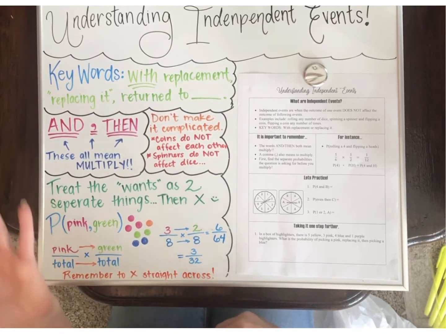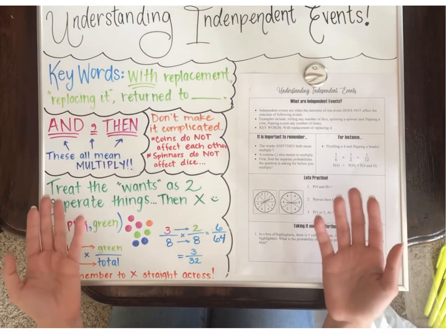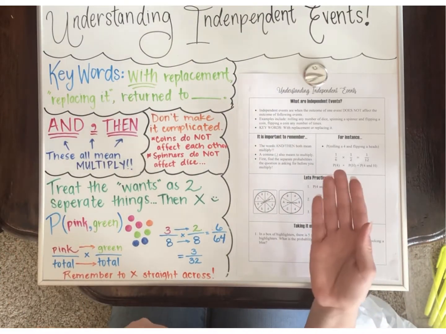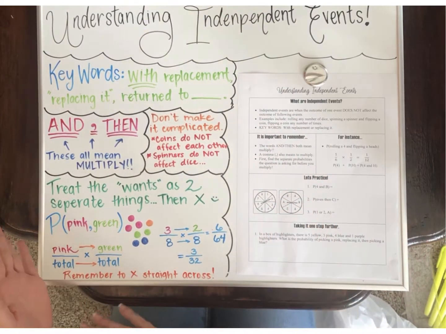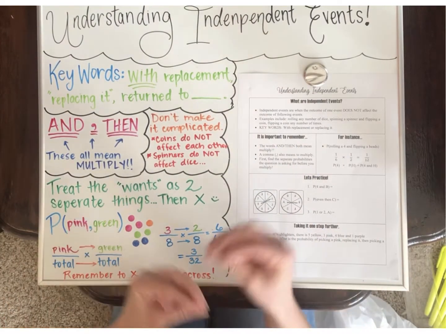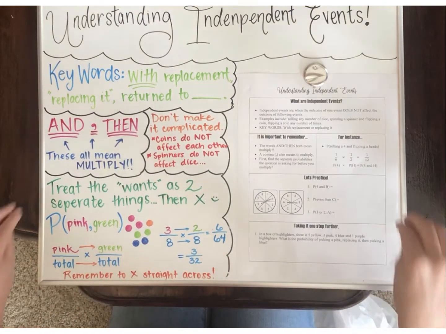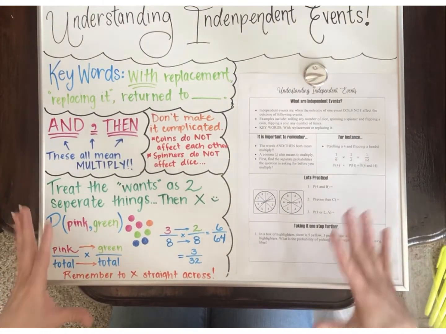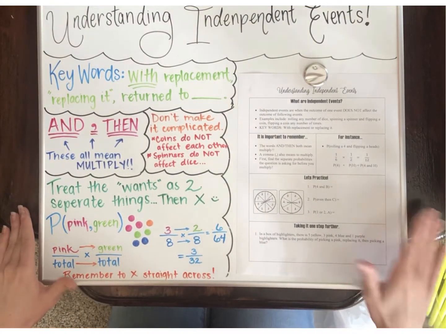Also, I made a little note right here to not make it complicated. Like if you have 2 coins, they're not going to affect each other. Or even if you have 1 coin, the first time you flip it will not affect the second time you flip it. Or if you have a dice and a spinner, any sort of combination of 2 separate events occurring, that is going to be an independent event.